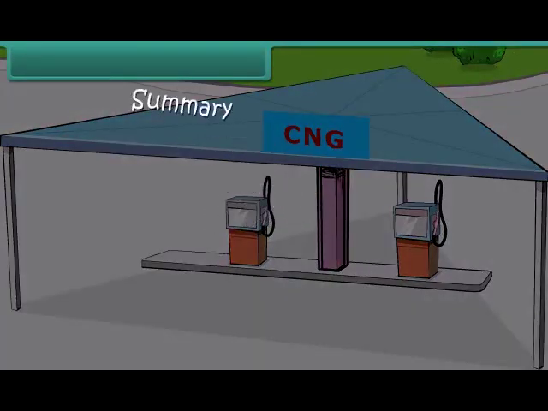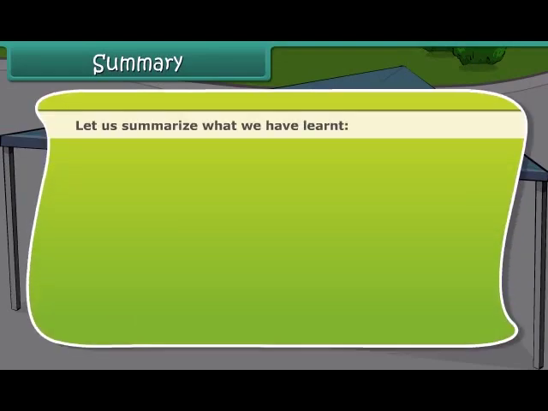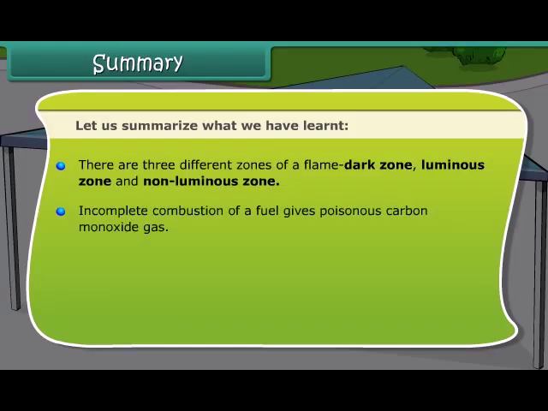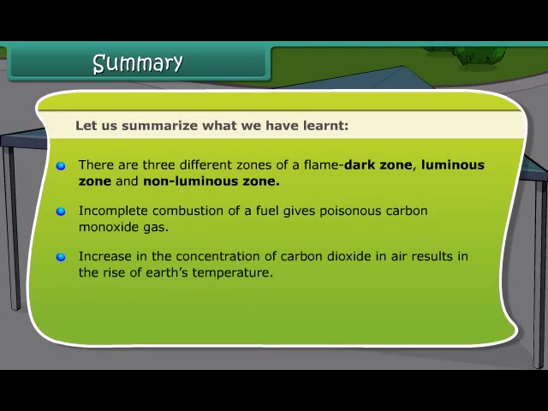Summary. Let us summarize what we have learned. There are 3 different zones of a flame: dark zone, luminous zone, and non-luminous zone. Incomplete combustion of a fuel gives poisonous carbon monoxide gas. Increase in the concentration of carbon dioxide in air results in the rise of Earth's temperature. Acid rain contains oxides of sulfur and nitrogen in dissolved state.